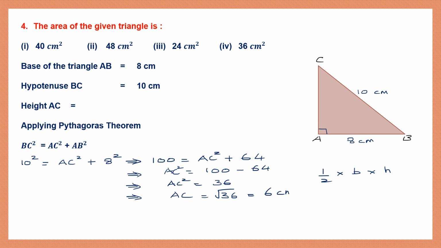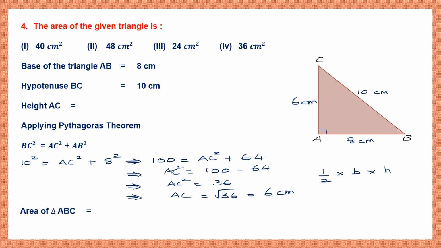So now we have found the value of AC, that is this side. So that is the height. So we've got 6 centimeters here. So now we have the base, we have the height. We can use the formula to find the area. So let's find the area.